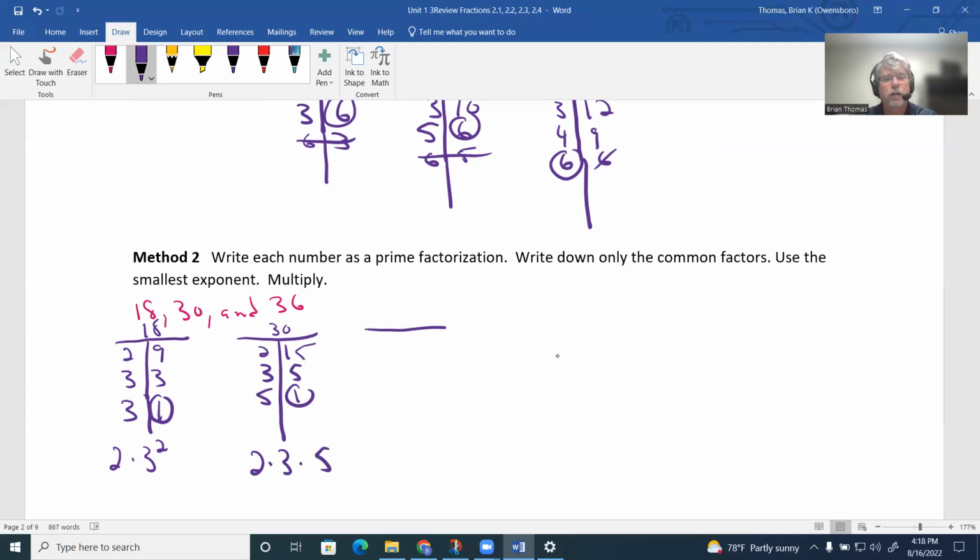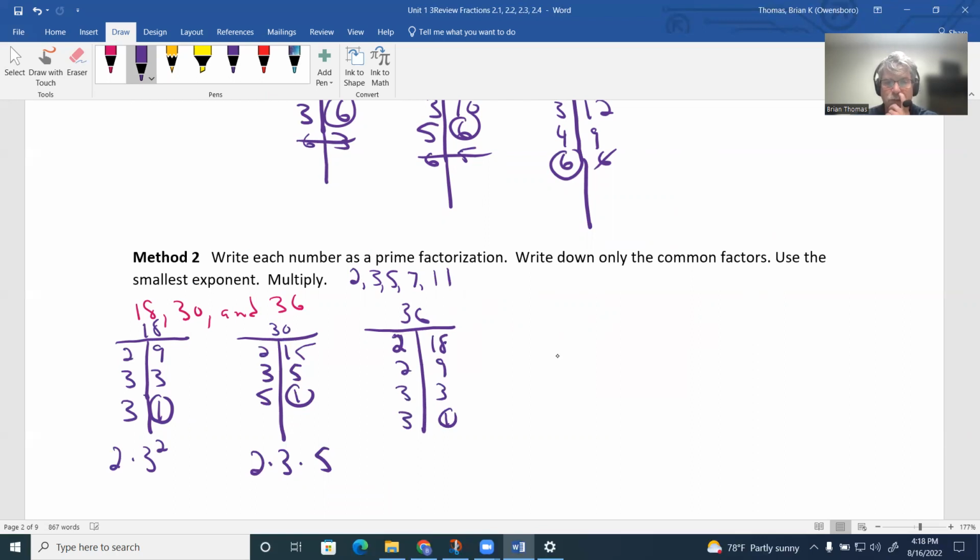Now the factors of 36. Oh, sorry, we have to use prime numbers. So remember, our prime numbers are 2, 3, 5, 7, and 11. They usually work. So we have to start with 2. 2 and 18. 2 times 9. 3 times 3 gives me 9, and 3 goes in 3 one time.